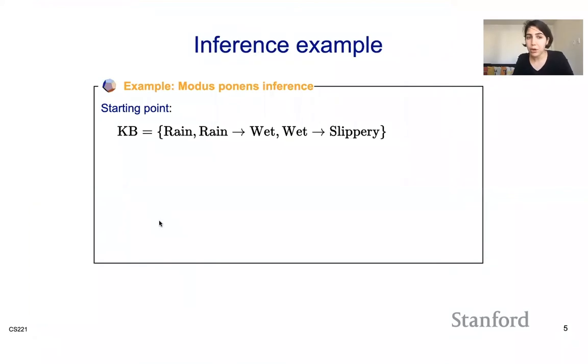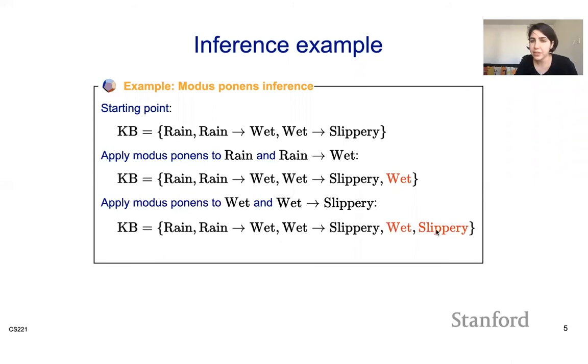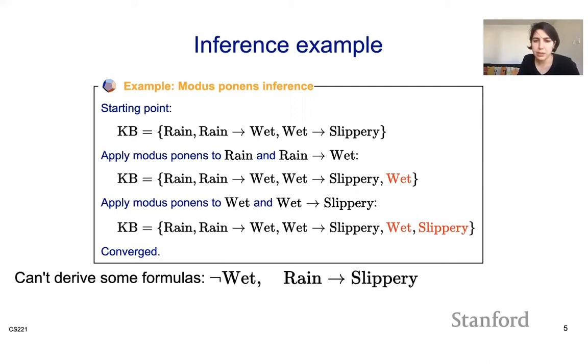Okay, let's look at this exact example here. Rain and rain implies wet will get us wet, right? So we apply modus ponens again on wet, and wet implies slippery, and that gets us slippery. If the only inference rule that we have here is modus ponens, then we have converged. The knowledge base is not changing anymore. We have derived wet and slippery. We have derived new formulas, but we have converged at this point, and we can't derive anything more.